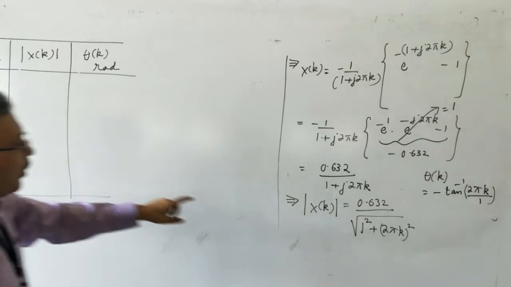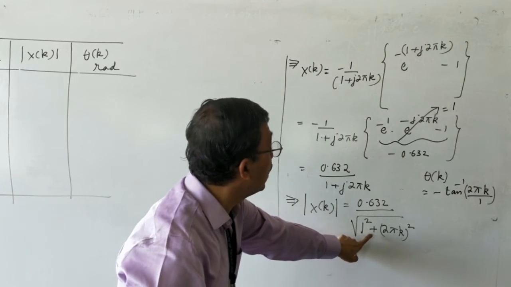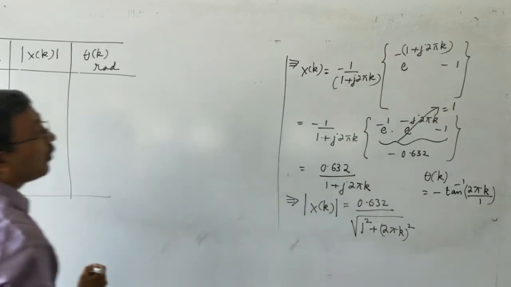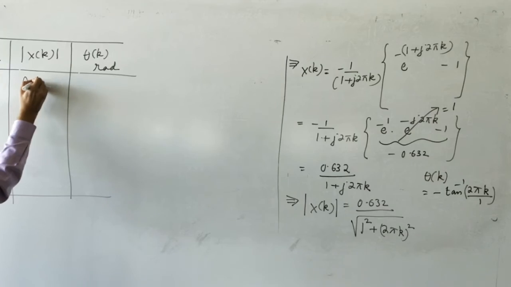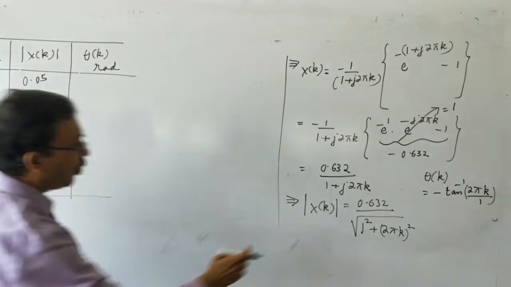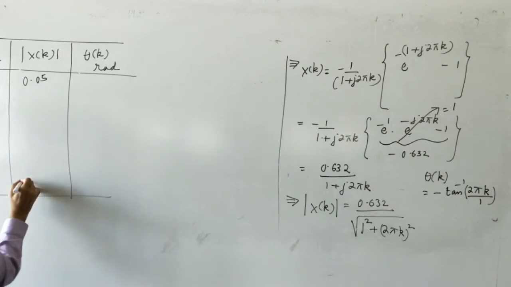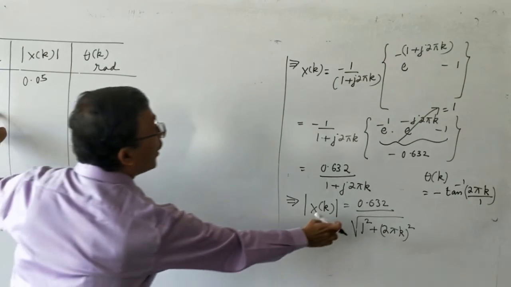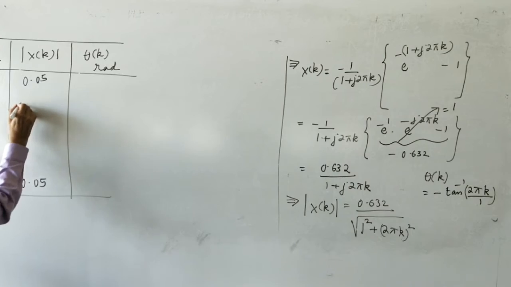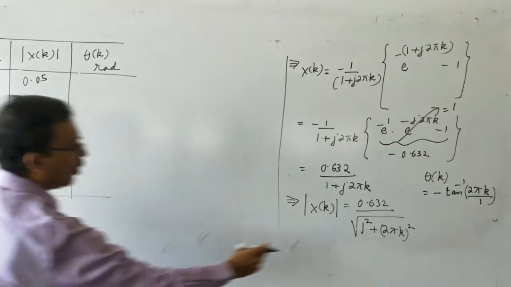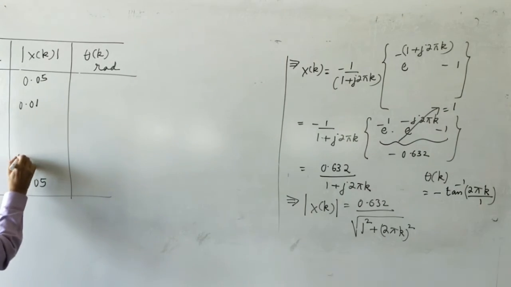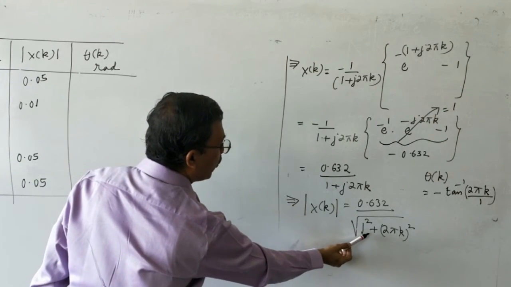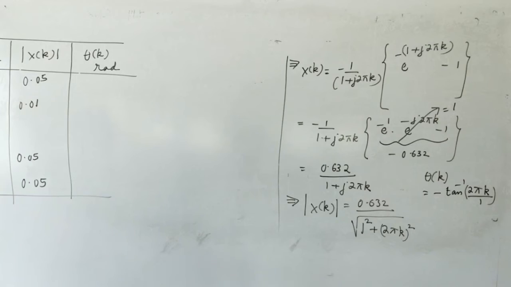In this expression, put k equal to -2. If you put k equal to -2 in this expression, the value that you are going to get is 0.05. If you put k equal to 2 in this expression, you will get 0.05. This is because of even symmetry. If you put k equal to -1 over here, you will get 0.01. If you put k equal to 1 here, you get 0.01. When you put k equal to 0 here, you get 0.632.